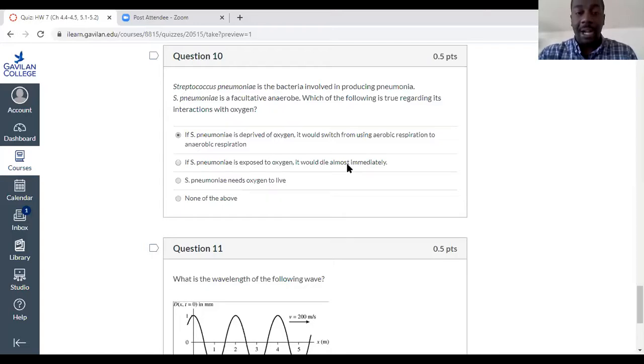For facultative anaerobes, they're able to switch back and forth between using aerobic respiration and anaerobic respiration. If there's lots of oxygen available, they're going to use aerobic respiration, the normal cellular respiration process using glycolysis, oxidative phosphorylation, and the citric acid cycle, all three of those processes, to produce large amounts of ATP. That's the case if there's lots of oxygen present for facultative anaerobes.